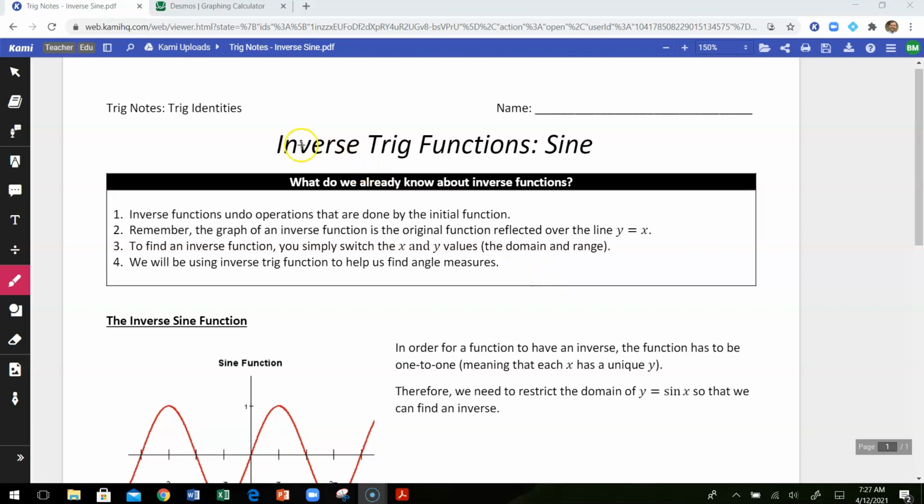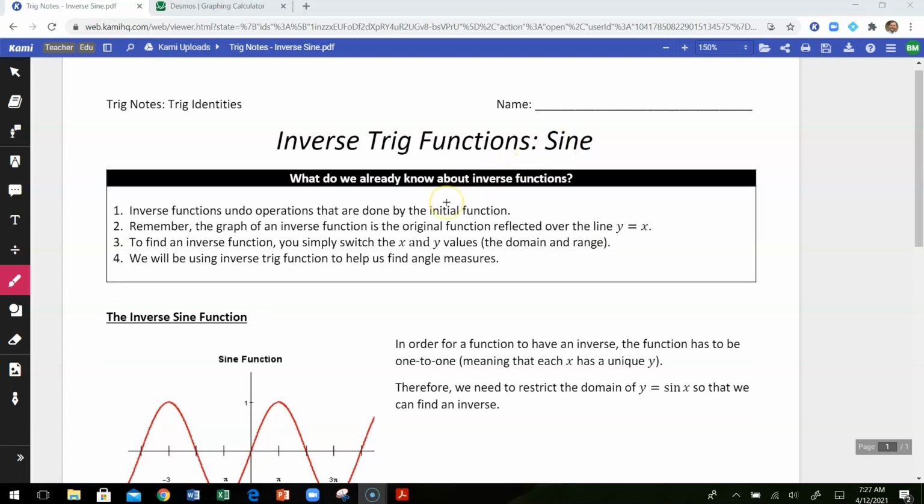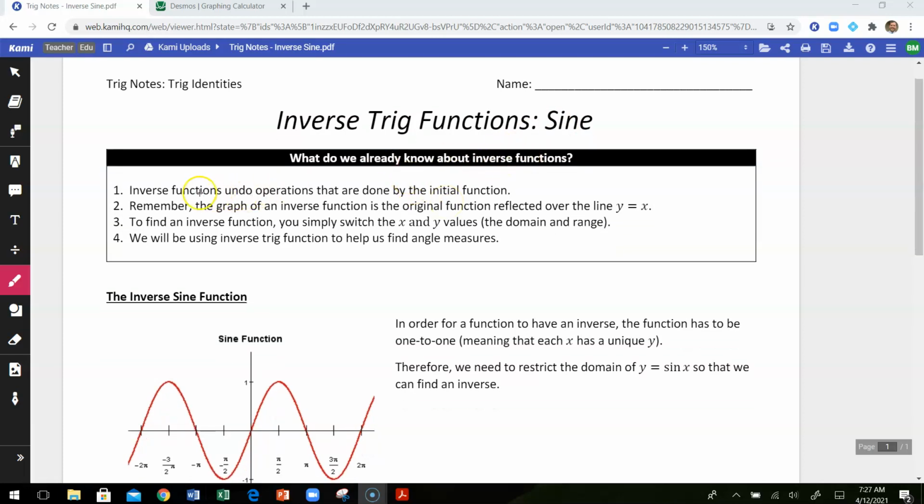Okay, this is the introductory video into inverse trig, and I'm going to start with the sine function. I'm going to start with a couple things that we already know about inverse functions. One, inverse functions undo operations that are done by the initial function. When you look at the graph, an inverse function is the original function reflected over the line y equals x. To find an inverse function, simply switch the x and y values.